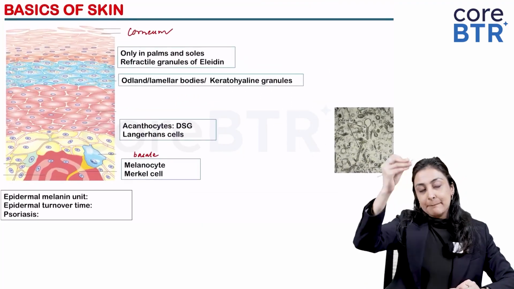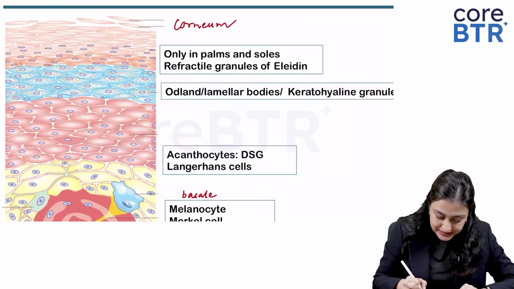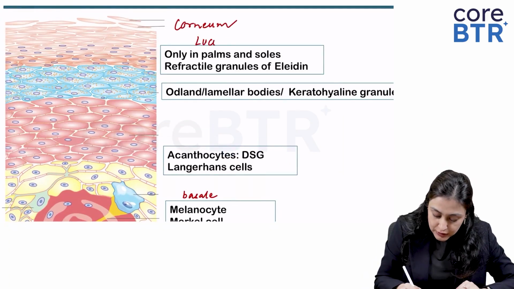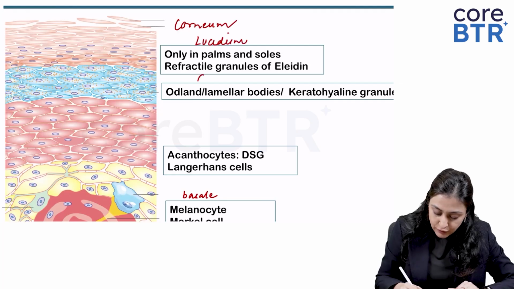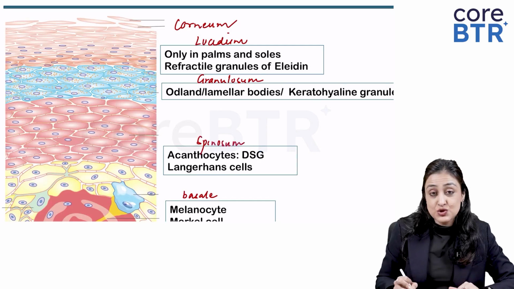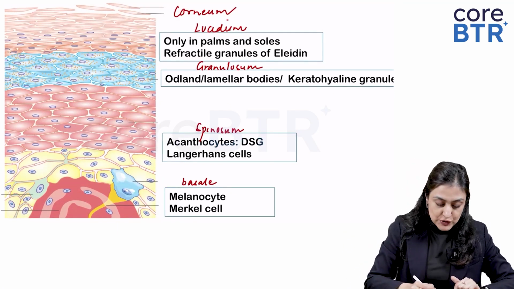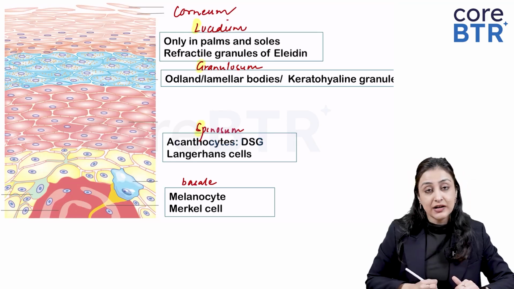That makes sense. What is in between? In between we have legs. So you'll remember legs. L for lucidum, G for granulosum, and S for spinosum. Right? So no need to create any stories. Remember corneum, basale, and then legs. So this is about the layers and their arrangement.